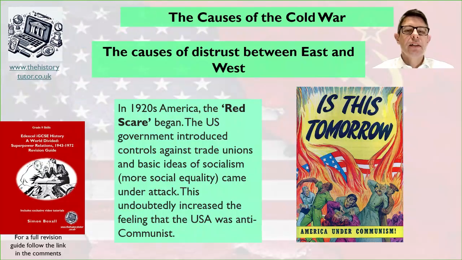So in 1920s America, the Red Scare began, and this began to increase tension in a different way. Now the US was attacking communism. The US government introduced controls against trade unions and were frowning upon basic ideas of socialism, and so they came under attack. This undoubtedly increased the feeling that the USA was anti-communist.